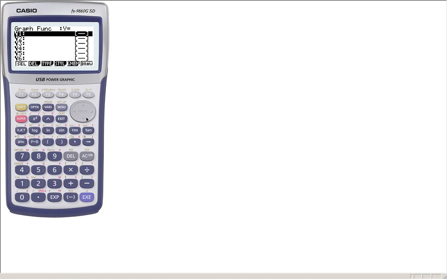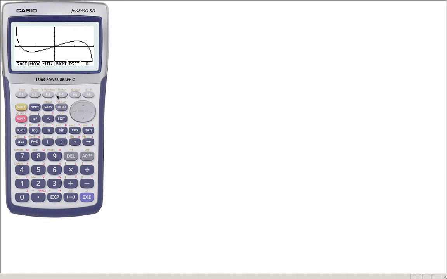So graph, let me use the graph. So x multiplied by ln of 4 minus x squared. Okay, let me change the scale. X minimum maximum, so minus 2 to plus 2. It is minus 4 to plus 4. Okay, let me draw now. So you got the graph.